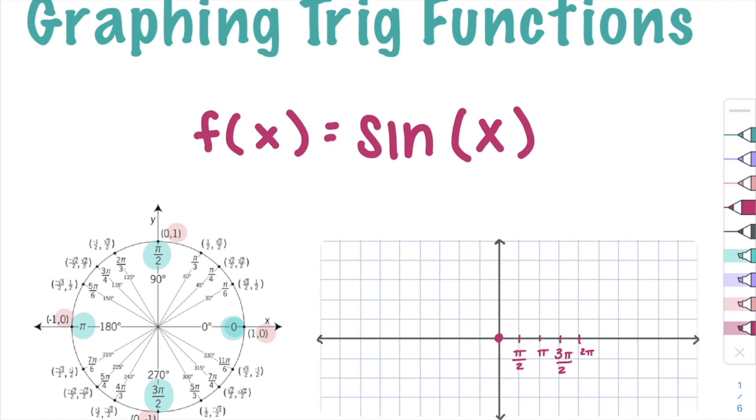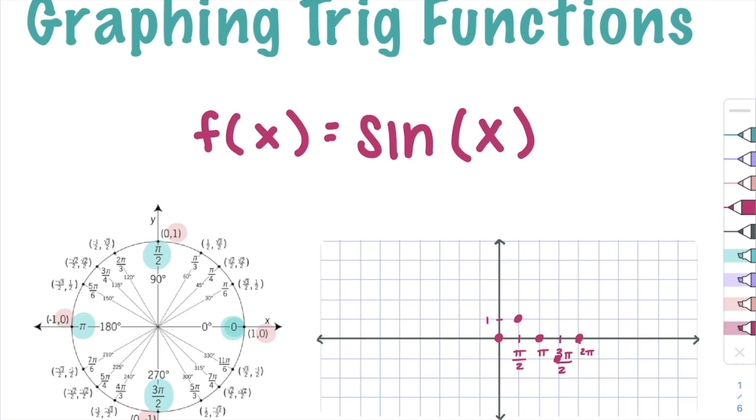When I find the sine of pi over 2, I see that it's 1. So it's okay for me to count here by ones. I'm going to go up 1. Then the sine of pi is 0, so I'm back here. The sine of 3 pi over 2 is negative 1. The sine of 2 pi is 0.